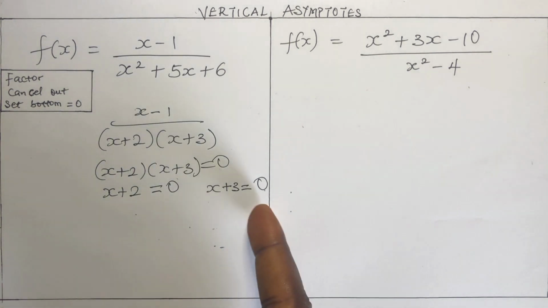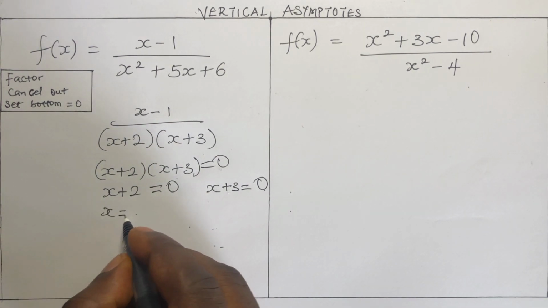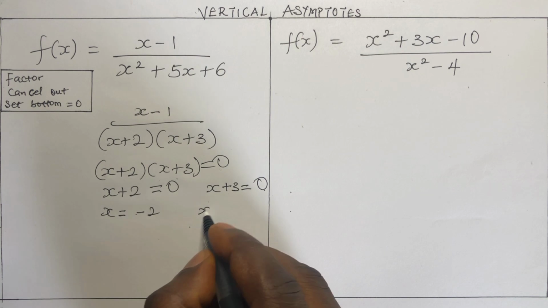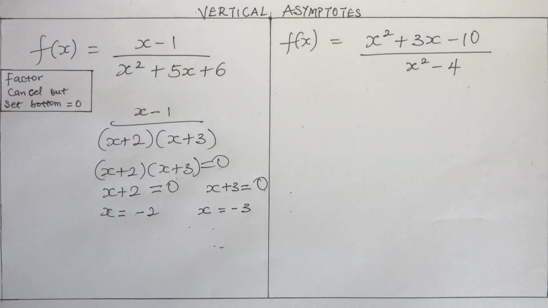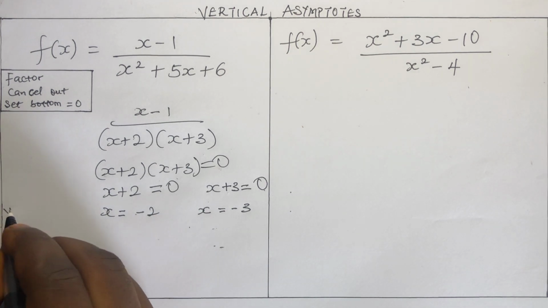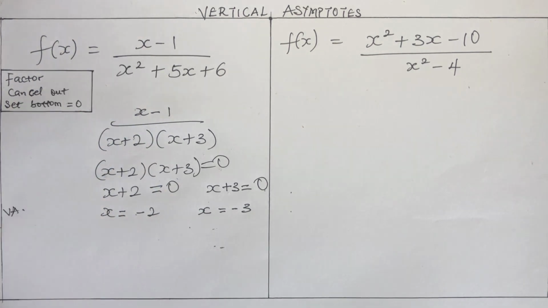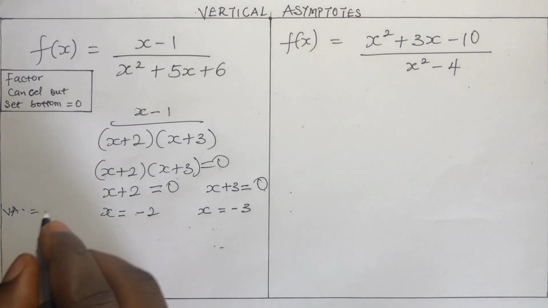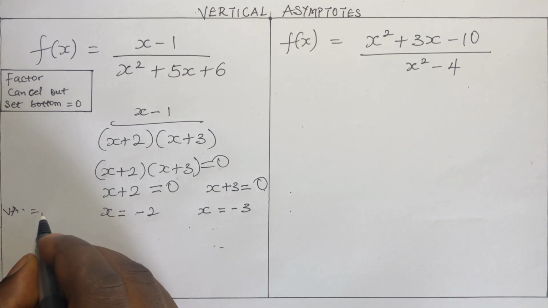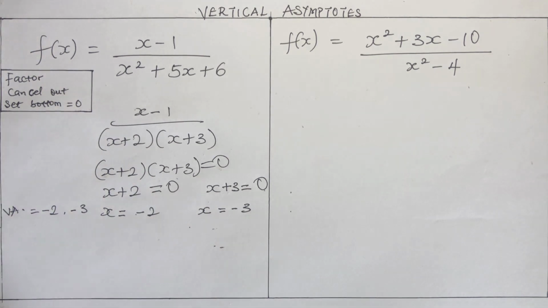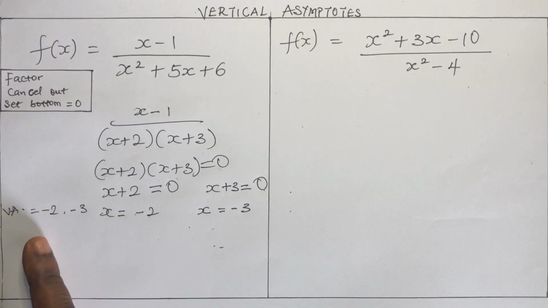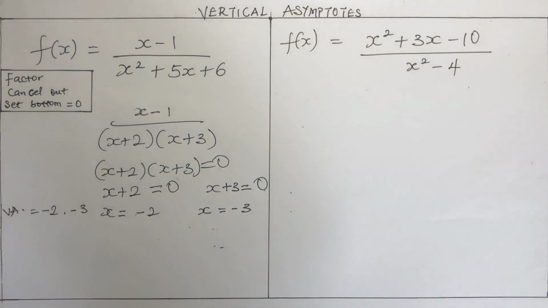So subtracting from both sides, we'll have that x is equal to negative 2 and x is equal to negative 3. Right. So these are the vertical asymptotes of this function: x equals negative 2 and negative 3. Right. So we are going to show a graphical representation of what this actually looks like.